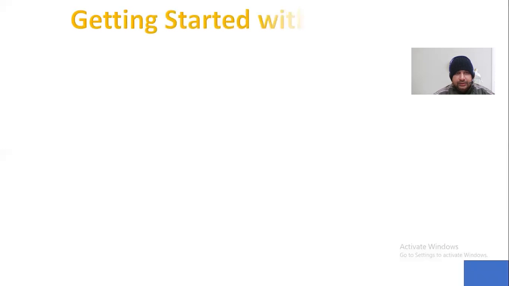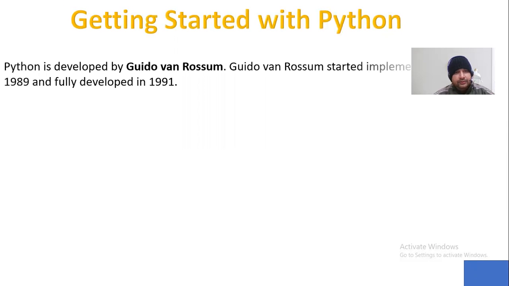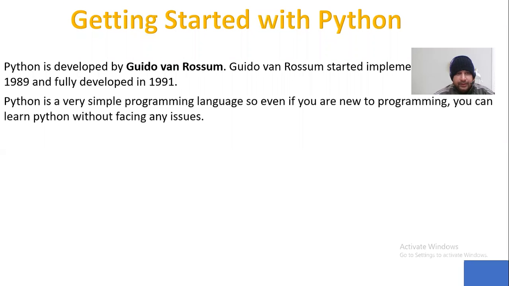Now, starting with the introduction part. Python is developed by Guido van Rossum, right? And he started implementing Python in 1989, and it was fully developed in 1991. It's a very simple programming language. So even if you are new to programming, you can learn Python without facing any issues.